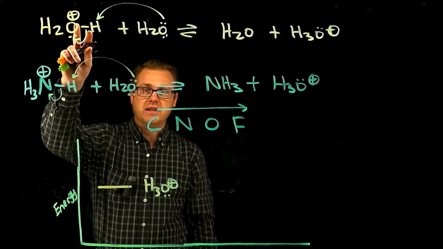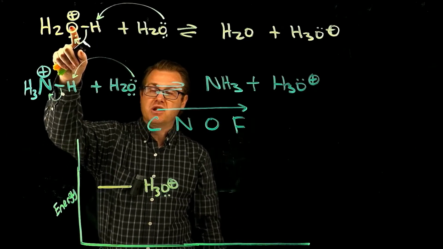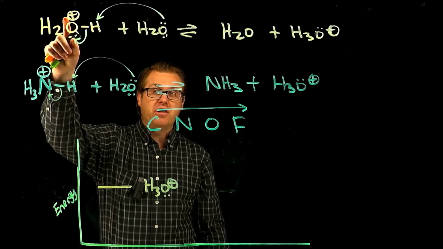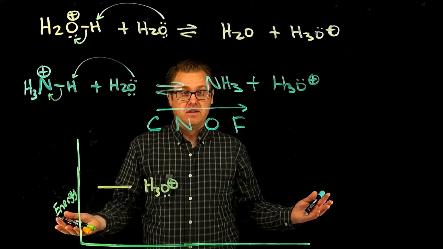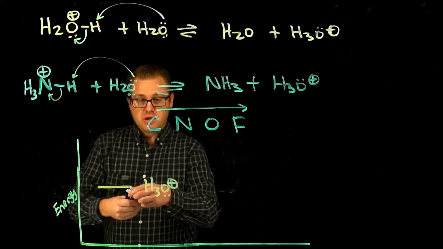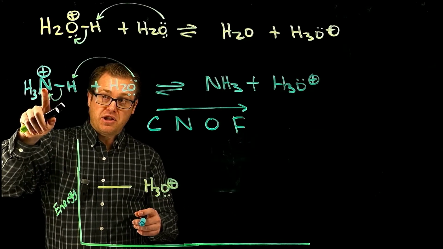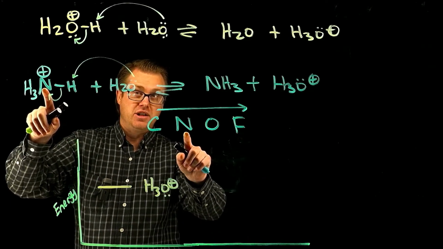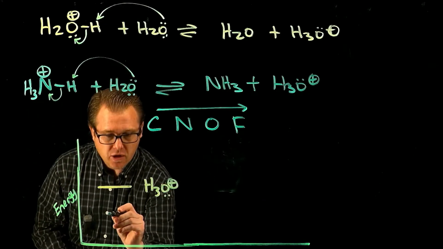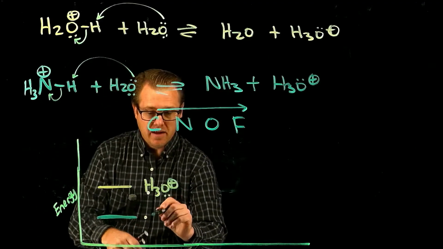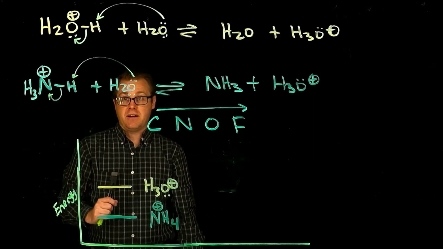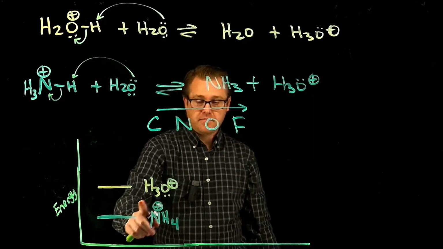What do we have here? We have a positive charge. So because oxygen is more electronegative, but has a positive charge, it's going to be more uncomfortable. More electronegative atoms don't like positive charges. So because nitrogen is less electronegative than oxygen, it can tolerate that positive charge a little bit better. So we can expect that the ammonium, NH4 plus, is going to be lower in energy than the hydronium.